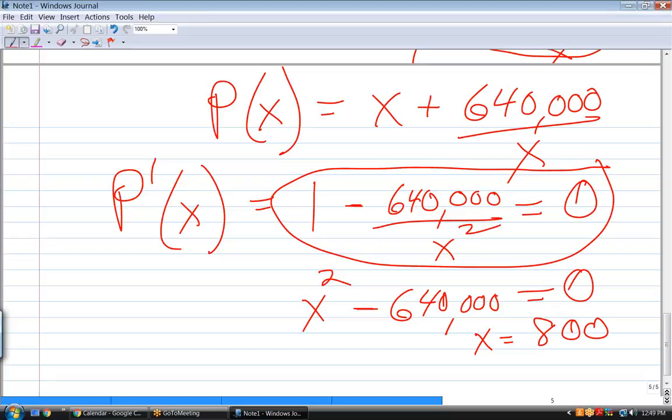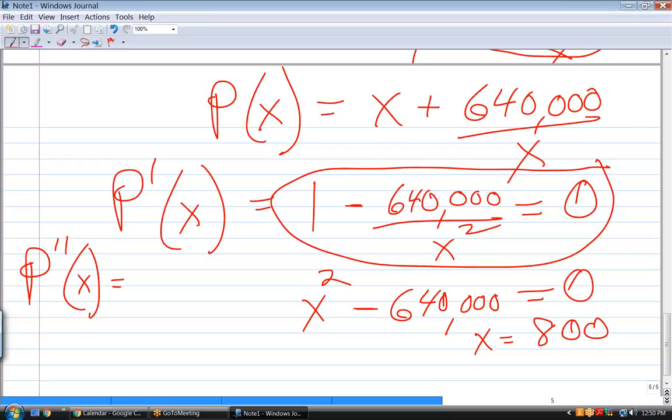Now, is that a maximum or a minimum? Let's take the second derivative and plug in 800 into the second derivative and see whether it's positive or negative. In other words, we're going to apply the second derivative test to determine whether it's concave up or concave down. If it's concave down, then it's a maximum. If it's concave up, it's a minimum.